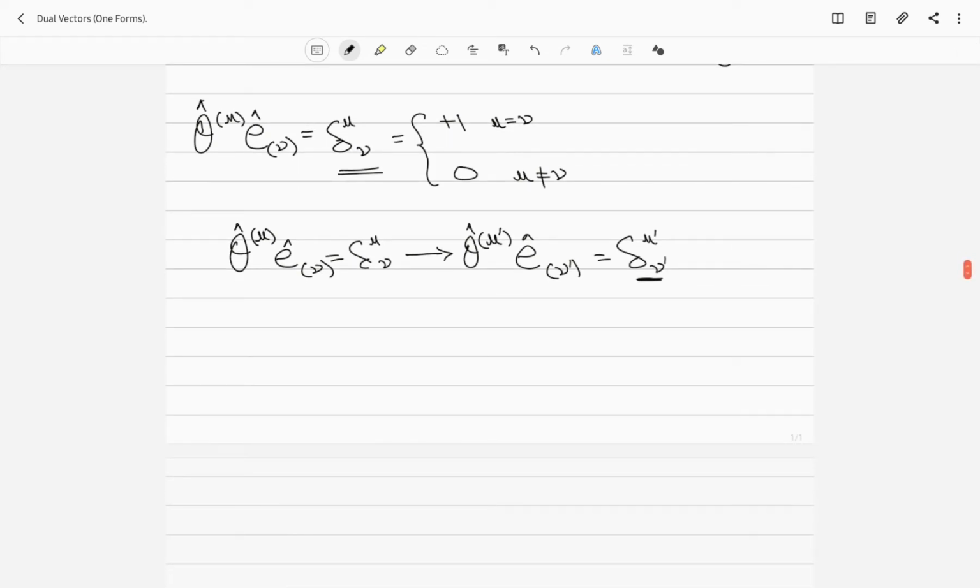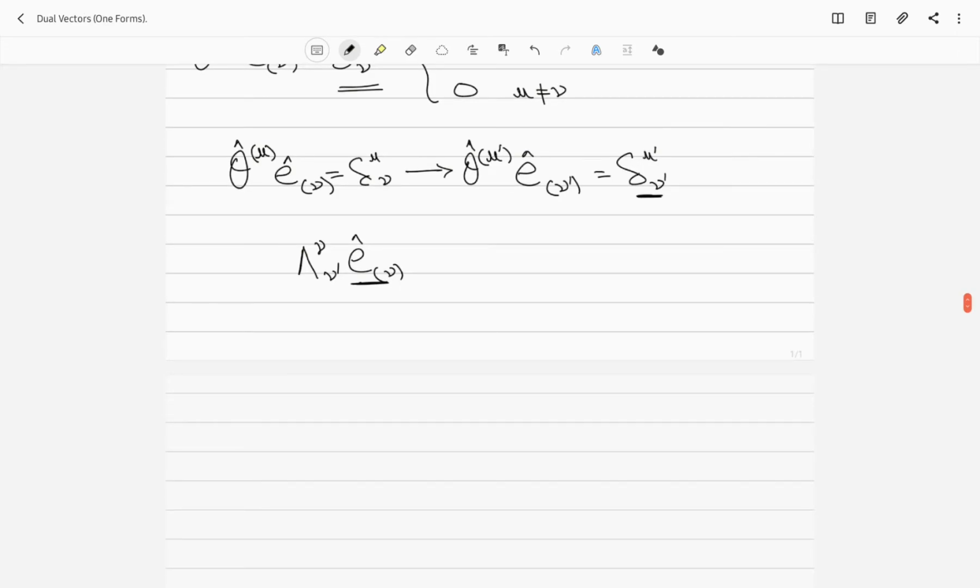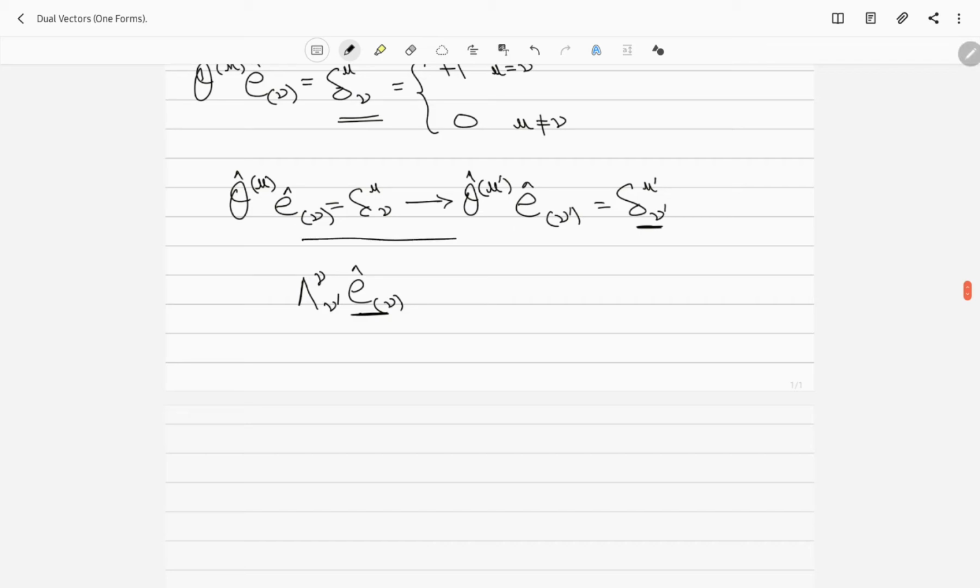But now we already know from the video on vectors that this object e hat nu prime transforms as lambda nu nu prime times e hat nu. We know this transformation for the vector basis, right? Not for the dual, but this was for the basis vectors for ordinary vectors. So with this, we can make a guess: let's guess that even the dual basis vector transforms something like theta hat mu prime equals lambda nu nu prime e hat nu. So this is a guess. Well, it's an educated guess. It's not just a normal guess.